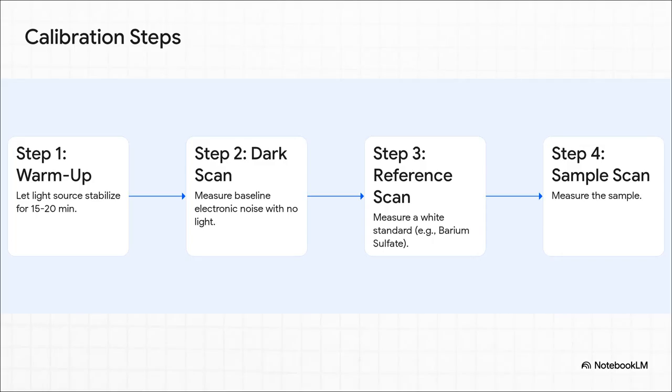Now, to get really good, accurate data, you can't just point and shoot. There's a careful little calibration dance you have to do first. You gotta let the lamp warm up so its light is stable. Then you take a dark measurement with no light to zero out any electronic noise. After that, you measure a perfectly white reflective standard. And only then, when the instrument is perfectly dialed in, do you finally measure your actual sample.